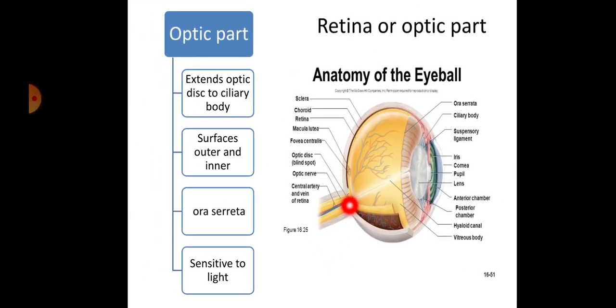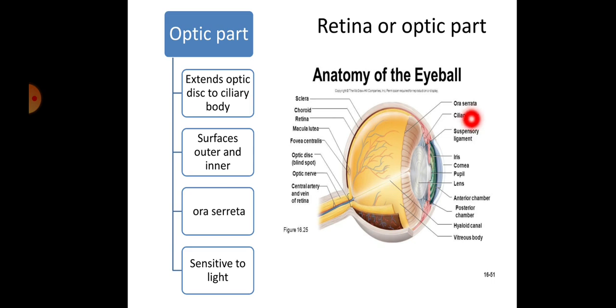The retina extends from the optic disc to the ciliary body. You can see the yellow color structure. The optic disc is here, where the optic nerve enters the retina internally; this optic nerve entrance is represented by a cup shape structure called the optic disc. Posteriorly it extends up to the optic disc, anteriorly up to the ciliary body. This is the ciliary body. The junction of the ciliary body and the retina is represented by a zigzag appearance.